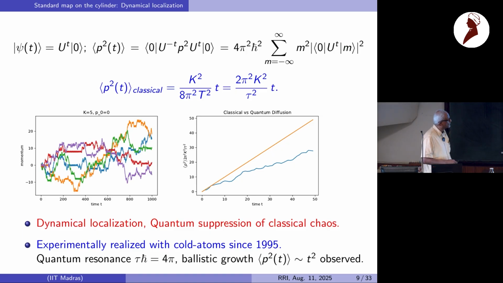Okay, so you have some classical chaos, and the quantum seems to make it milder. And this was experimentally realized with cold atoms, and there are experiments which continue to this date with many, many variations and very interesting applications since 1995. This kind of saturation or suppression has been seen for a long time.